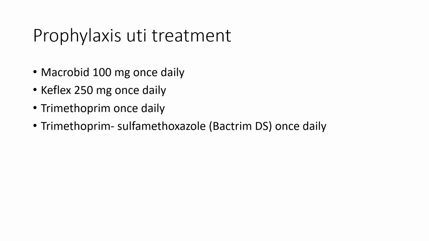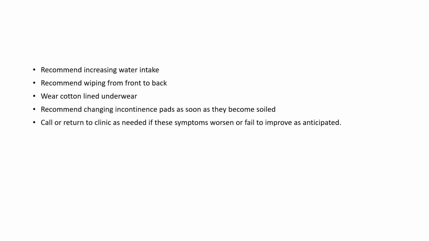Now, some patients get routine UTIs all the time, whether it's after sexual intercourse or they just get UTIs frequently. So you can usually use these medications to treat them prophylactically. Macrobid 100 milligrams once daily, Keflex 250 milligrams once daily, trimethoprim, as I mentioned earlier, is once daily. And then, of course, you can give them Bactrim DS, which again is that combination pill of trimethoprim and the sulfa component, once daily.